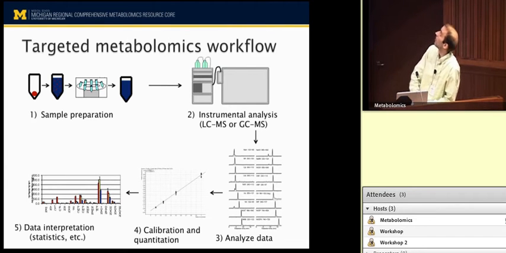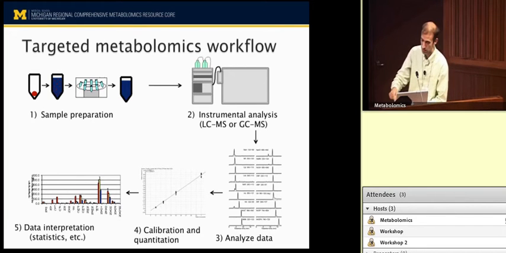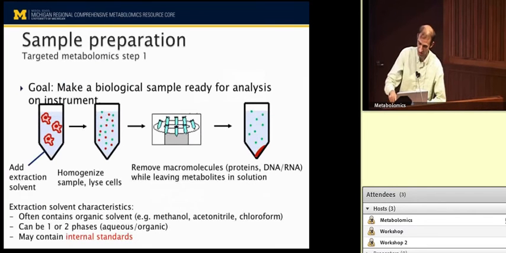So targeted metabolomics workflow. Here are the steps, and we're going to break down these steps in a little bit of detail so you can get a good sense of what's going on. There's sample preparation. Then there's instrumental analysis. We'll talk more about that in detail tomorrow. Data analysis. Maureen touched on that a little bit. We'll do calibration and quantitation, and then data interpretation. These steps are relatively straightforward.